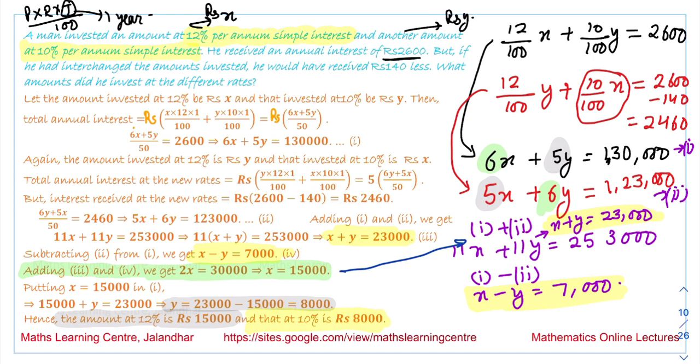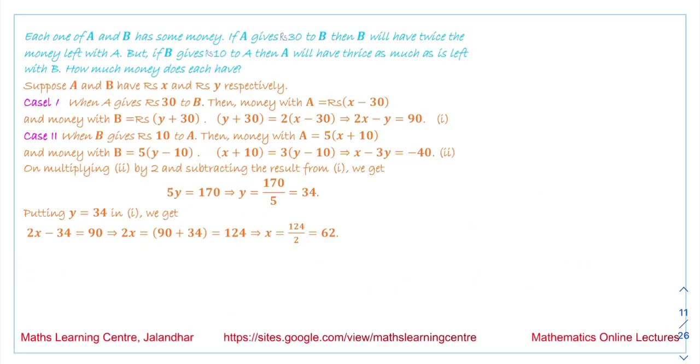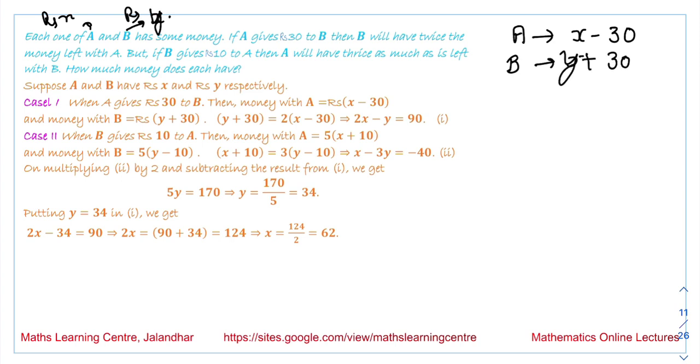Next is, each one of A and B has some money. If A gives rupees 30 to B, then B will have twice the money left with A. So suppose the money that A has is rupees x and the money B has is rupees y. Now A has given rupees 30, so A will have x minus 30 and B has received this amount, so B will have y plus 30.